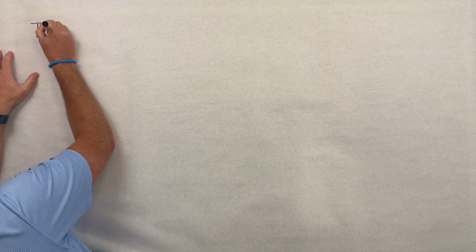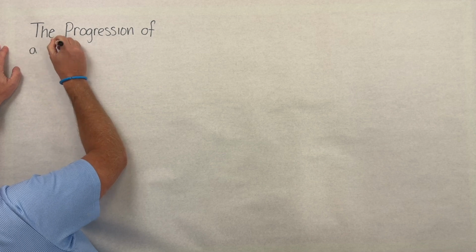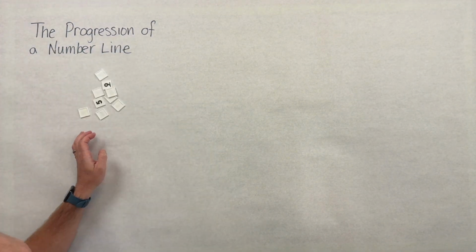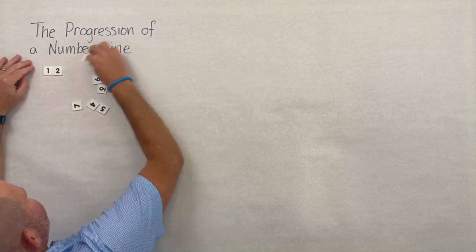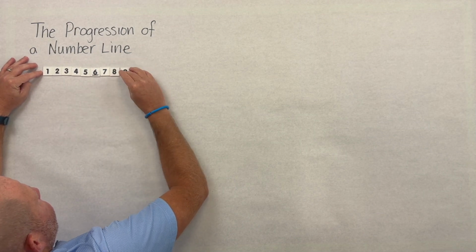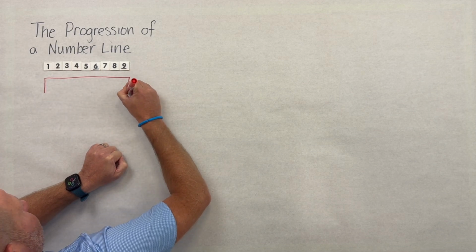In this video, we're going to explore the progression of a number line in pre-kindergarten through second grade, the primary grades. Well, when students first come to us, they begin to learn that each number has a number name and they should come in an order, where 4 is always before 5 and 5 is always after 4.